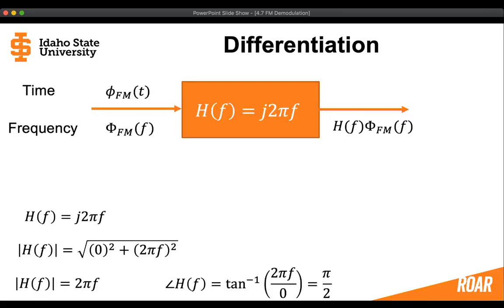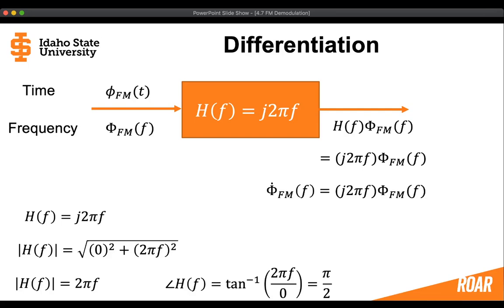So how should we do that? Well, if we have a transfer function, j2 pi f, and we put the frequency modulated signal through some transfer function, we'll get H of f being multiplied by the frequency modulated signal. And if H of f is equal to j2 pi f, we can see that this is going to give us the derivative of the frequency modulated signal in the frequency domain.